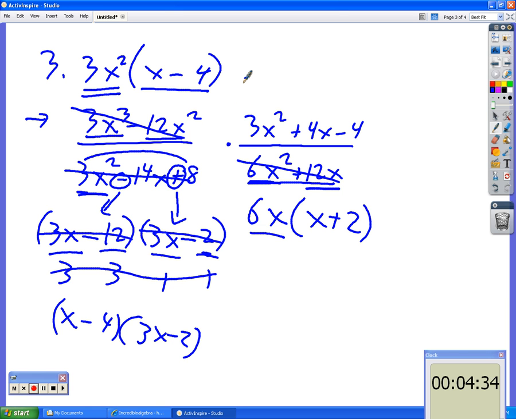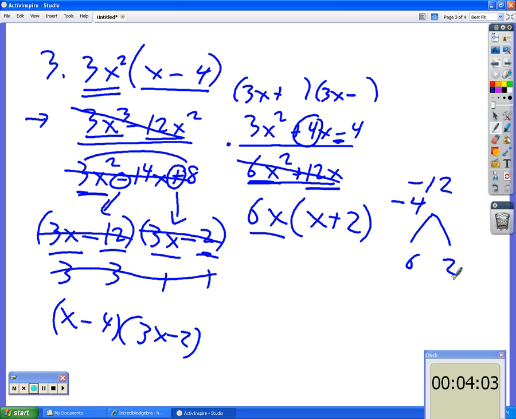We're going to go parentheses, 3x, 3x. The first one's a plus. The second one is negative here. This one's negative, so they're different. This is negative. 3 times 4 is a negative 12. What gives me a negative 12? And also, when I subtract, 12 when I multiply, and when I subtract, I get the 4 that's in the middle. So what times what gives me 12? When I subtract, I get 4. The answer is 6 and 2.